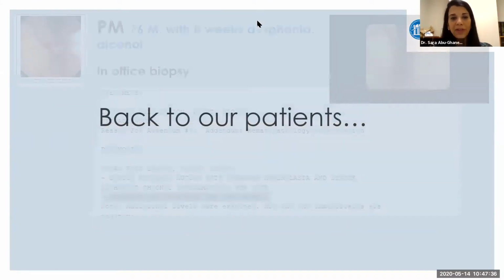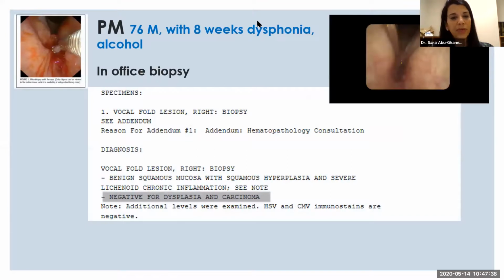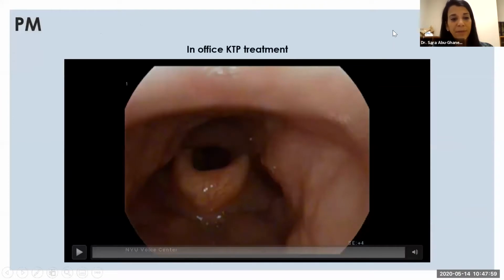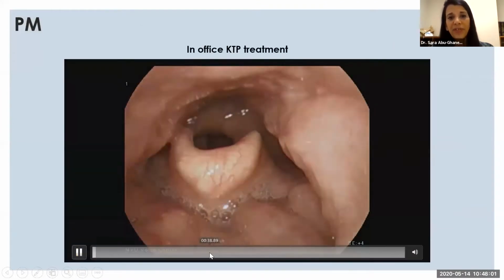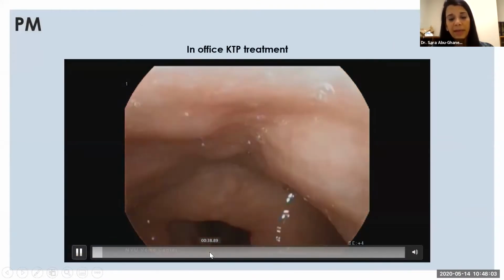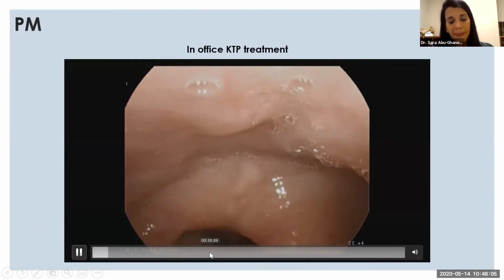So if we go back to our patients, what did we decide to do with them? The 76-year-old patient that I first described with 6 or 8 weeks of dysphonia and heavy drinking actually underwent an office biopsy, and he was found negative for dysplasia or carcinoma. And he underwent in-office KTP laser treatment. That was, again, during my fellowship.